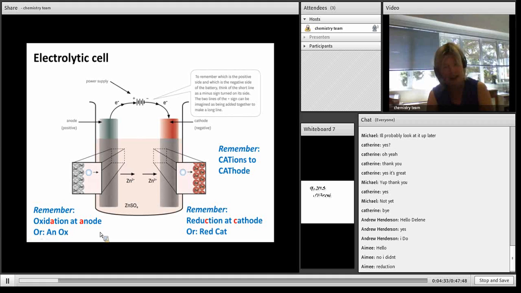Oxidation happens at the anode, and the way to remember that is the A in oxidation is for anode. Another way to remember it is the red cat: reduction at cathode, and an ox: the oxidation happens at the anode.